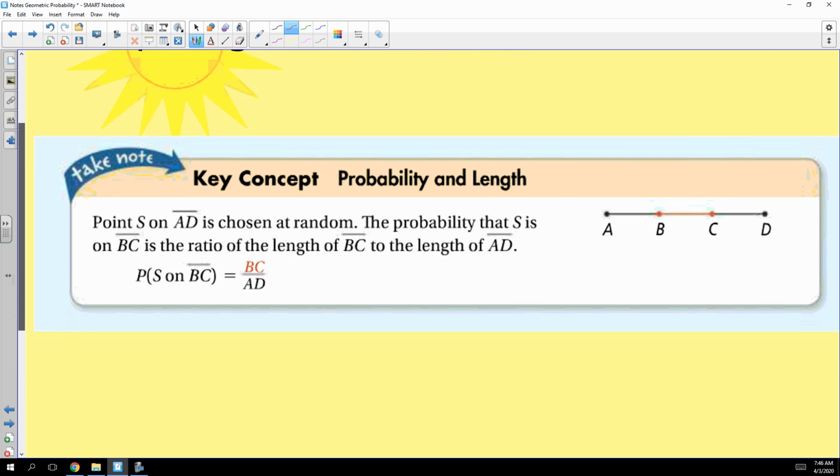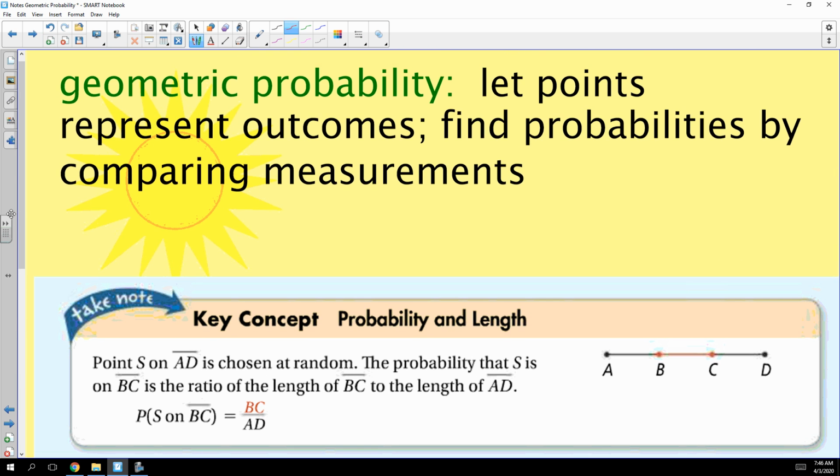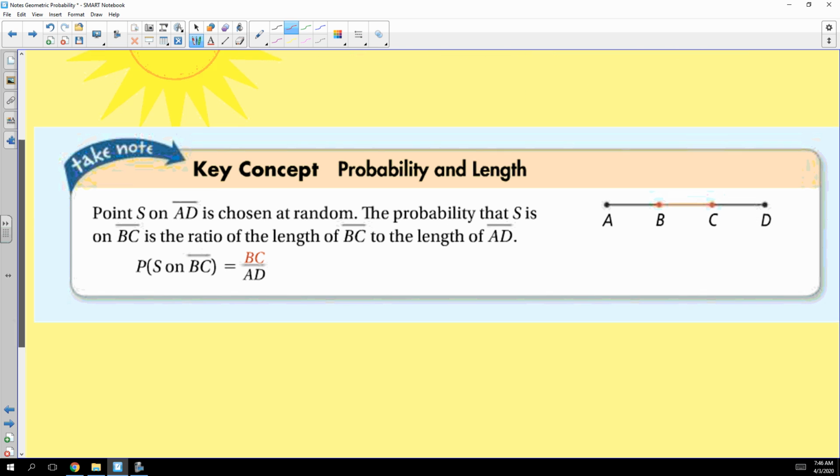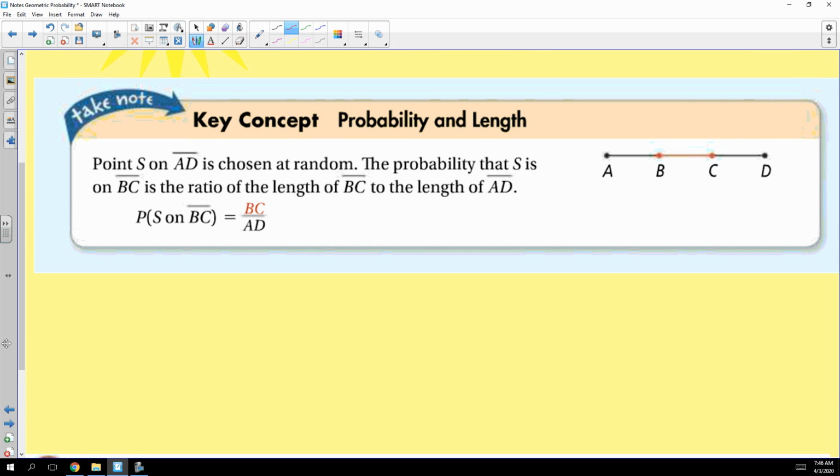And then we'll also talk about geometric probability as line in a region, and so that's coming up in just a minute. In general, when we talk about, let's say we have point S on segment AD, we're going to choose that at random, and it's somewhere. That means it's somewhere on segment AD, and we don't know where, and we want to know what's the probability that S is potentially on segment BC.